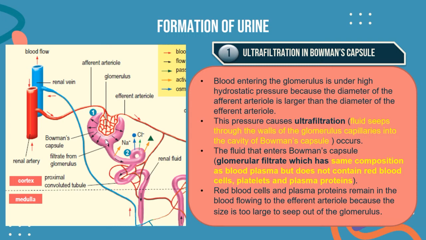All right. So that is the ultrafiltration that occurs in the Bowman capsule, between the glomerulus and the Bowman capsule. Again, what is ultrafiltration? That is the fluid inside the glomerulus seeping out or diffusing out from the glomerulus wall into the cavity of the Bowman capsule. That is ultrafiltration.